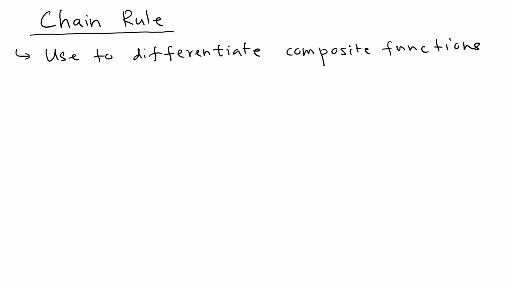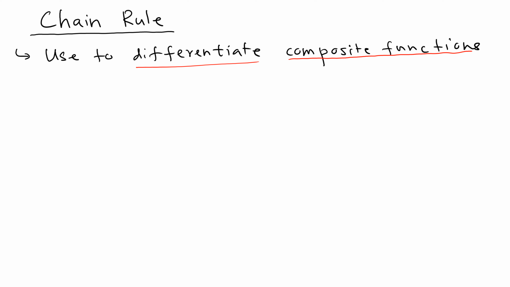In this video, we learn the chain rule. The chain rule has two different versions, so let's learn the first version here. We use the chain rule to differentiate composite functions. If you have a composite function, we can use the chain rule to differentiate that.